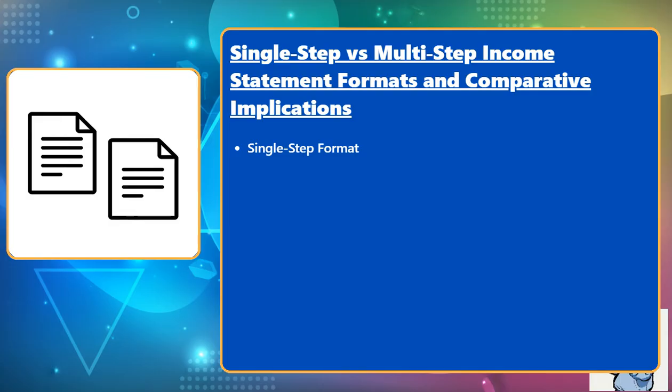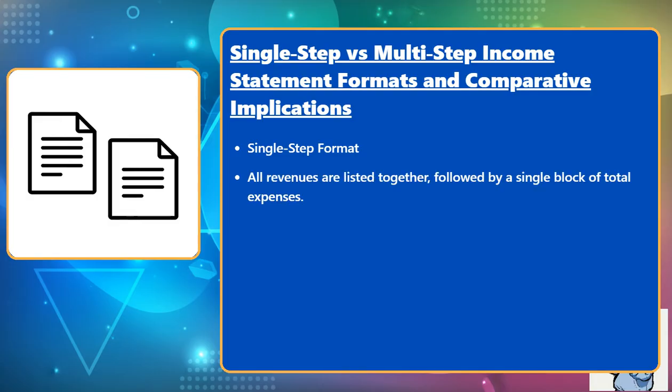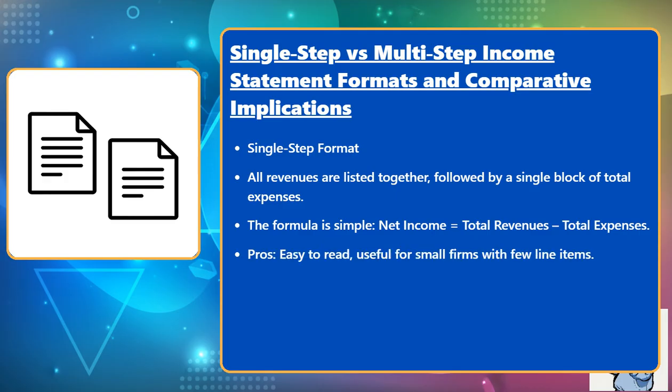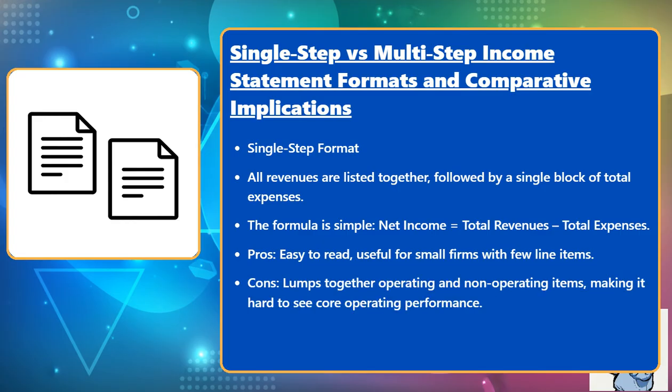Single-step format. All revenues are listed together, followed by a single block of total expenses. The formula is simple: net income equals total revenues minus total expenses. Pros: easy to read, useful for small firms with few line items. Cons: lumps together operating and non-operating items, making it hard to see core operating performance.